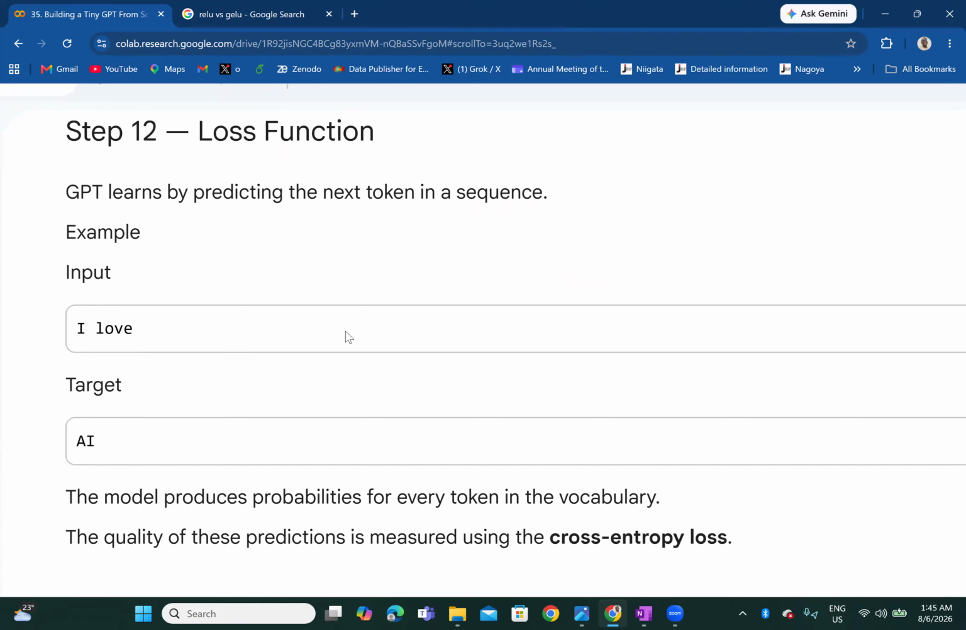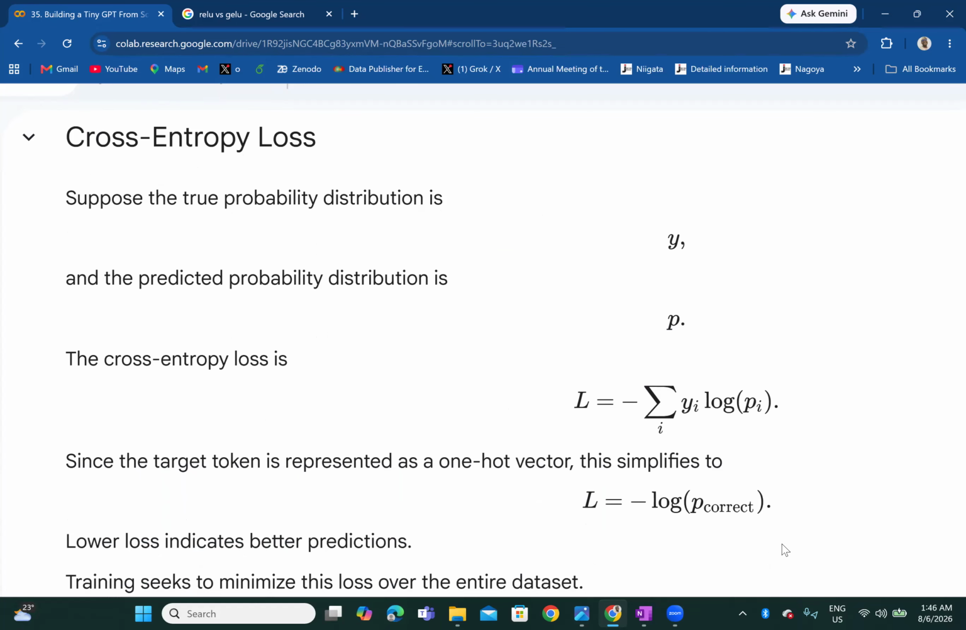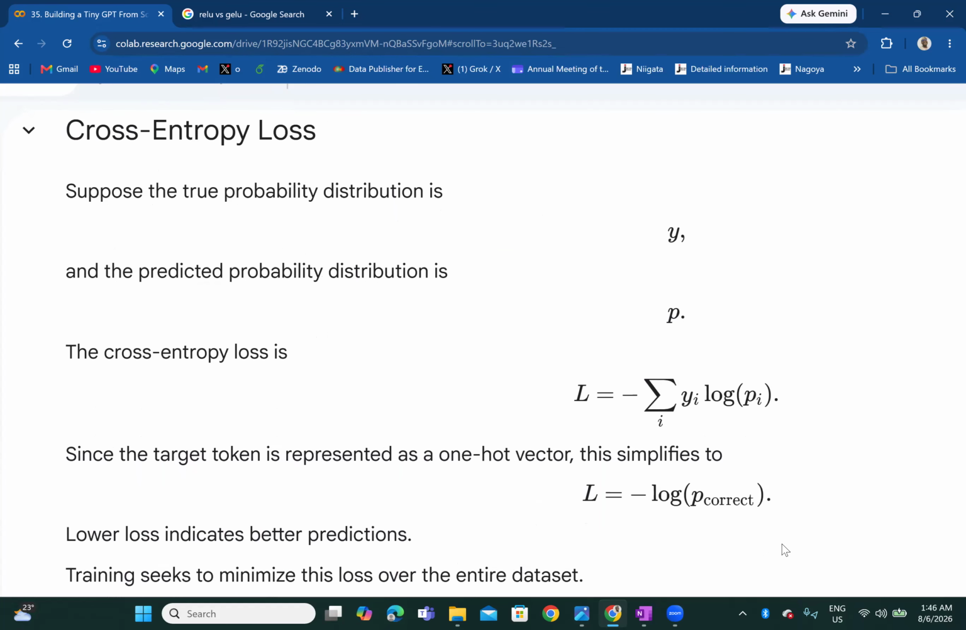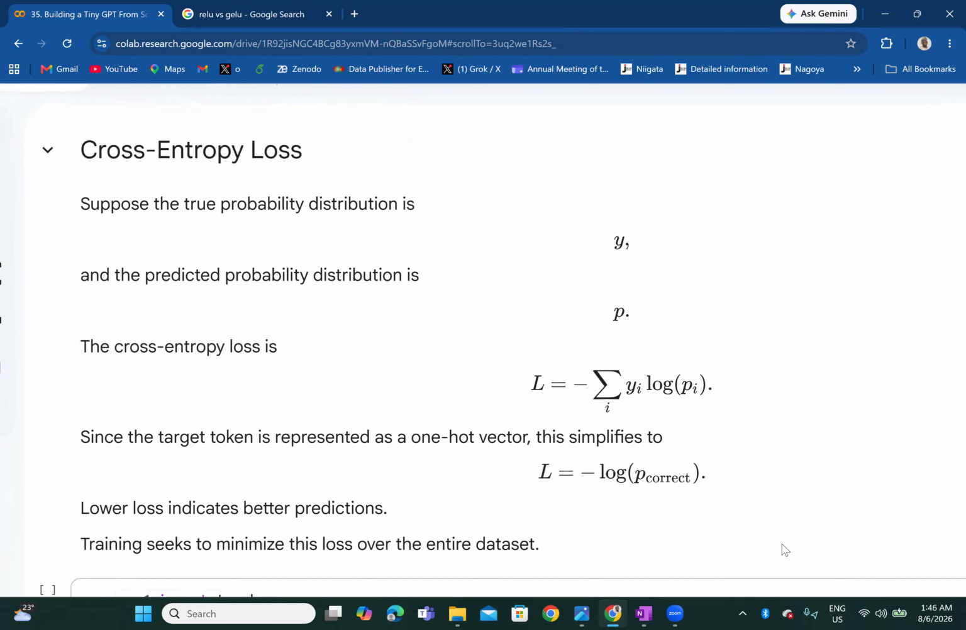GPT learns by predicting the next token in a sequence. For example, input is "I love", and then the target follows. The model produces probabilities for every token in the vocabulary. Then the quality of these predictions is measured using the cross-entropy loss. The loss helps us to know what has been predicted correctly or not, or how far what has been predicted is from the reality that is expected.